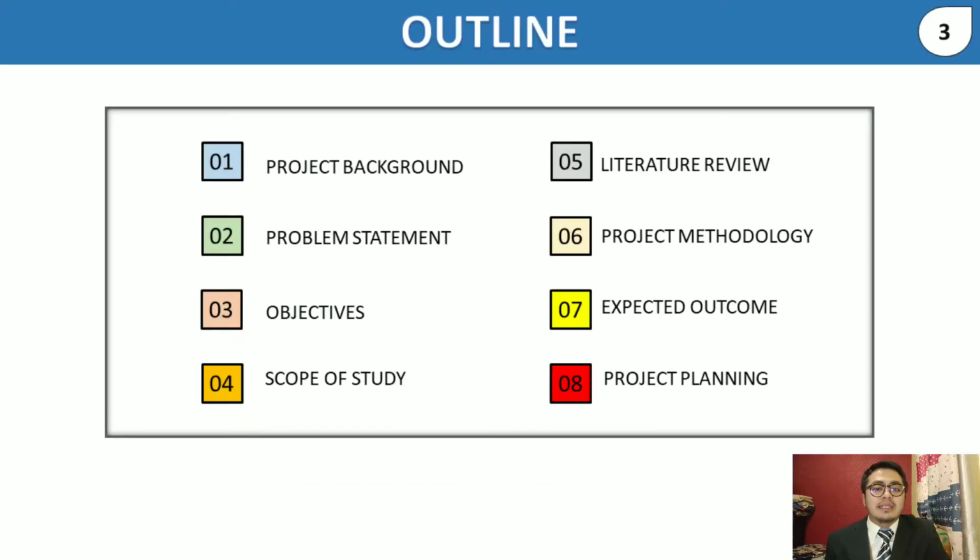This is the outline included in this project study. It consists of 8 main topics: project background, problem statement, objective, scope of study, literature review, project methodology, expected outcome, and project planning.